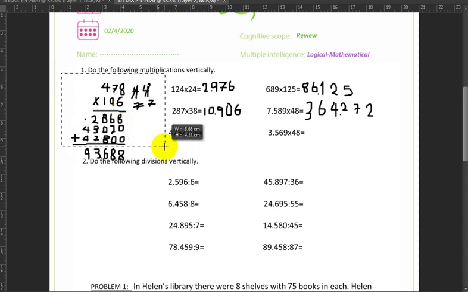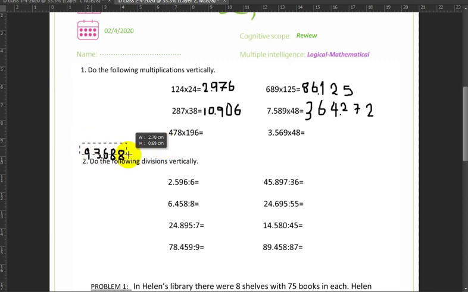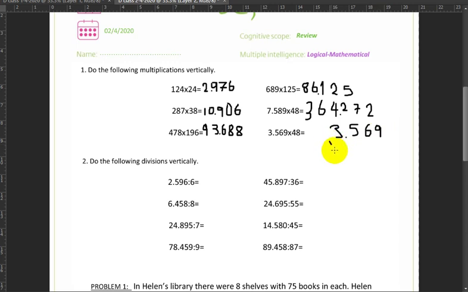I'm going to erase all of this, and then I'm going to take this and move it here. Last of my multiplications is 3,569 times 48. So this is going to be a long one, but it's necessary.